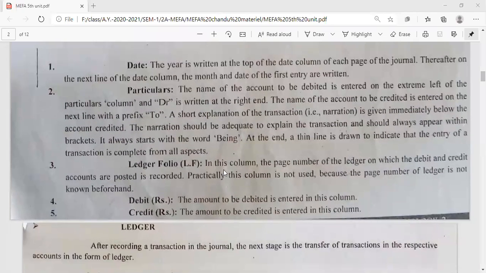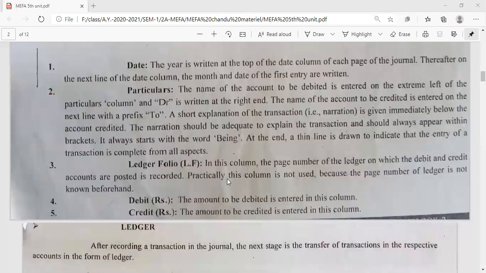In the ledger folio column, the page number of the ledger on which the debit and the credit accounts are posted is recorded. Particularly this column is not used, because the page number of the ledger is not known beforehand, right? We write LF because it's a table created, and everywhere we have to follow the particular standard of table only. That's the reason why we have that LF, but we don't mention it. Why? Because we will be writing the ledger book later, right?